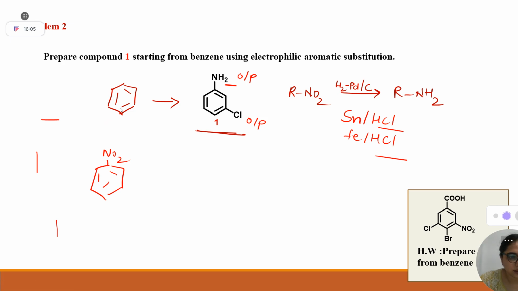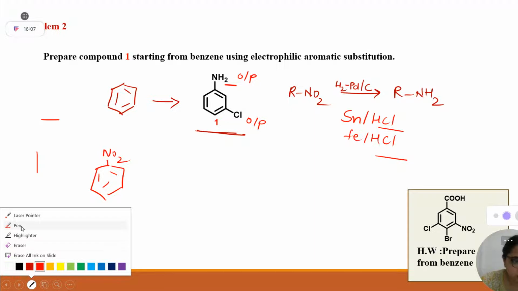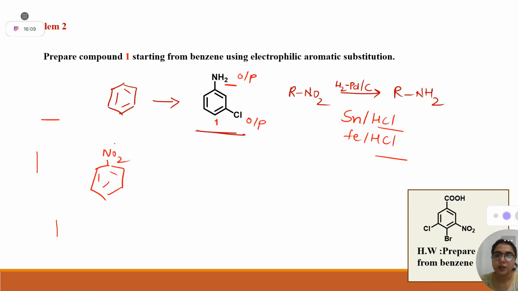Okay, ma'am. So this pointer is not working here. So how will you convert benzene to nitrobenzene? React benzene with HNO3 and concentrated H2SO4, sulfuric acid. Very good. This mixture is the nitration mixture, HNO3 and H2SO4. Now, what can I do? Tell me.